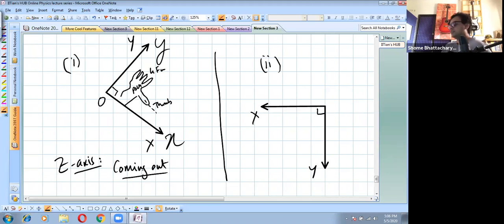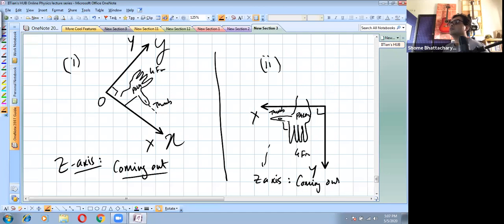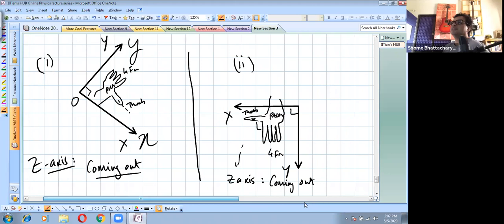Now in the second one also, very interestingly, if you point your thumb along the x-axis and your four fingers like this, you will see that your palm is still pointing towards you. You don't see your knuckles. The knuckles are on the other side. So you see your palm is facing towards you. So that is why here also the z-axis is coming out.